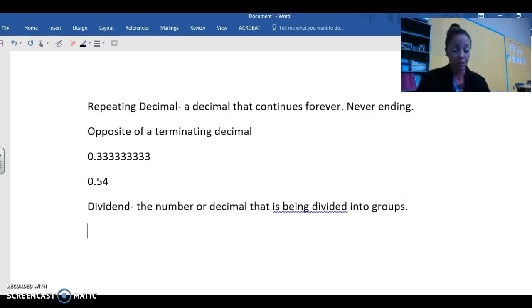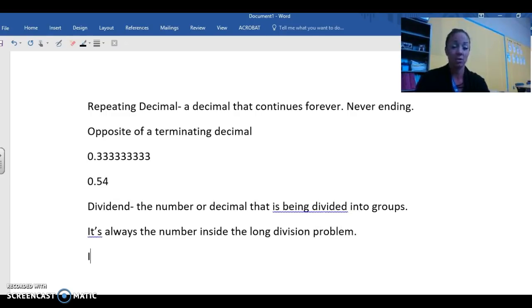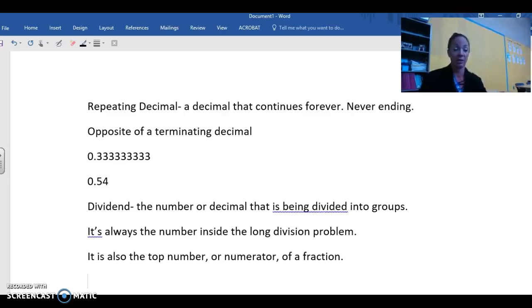I have two facts, or two little characteristics of the dividend. It's always the number inside the long division problem. It is also the top number, or numerator, of a fraction. Okay?